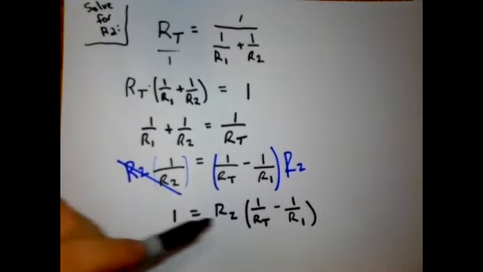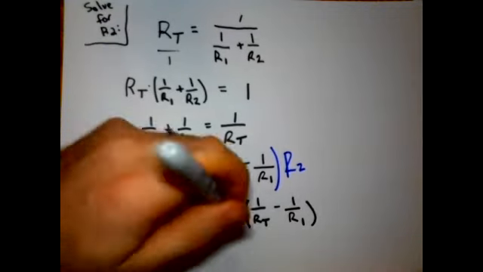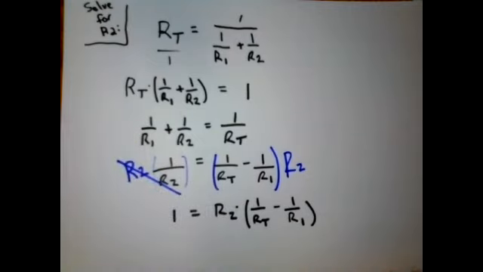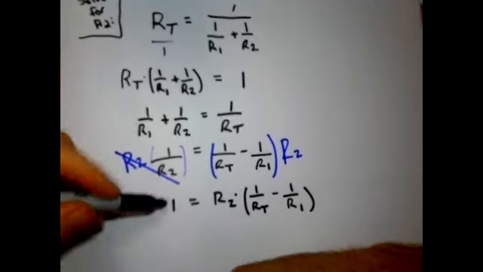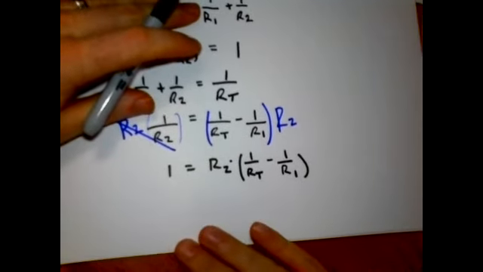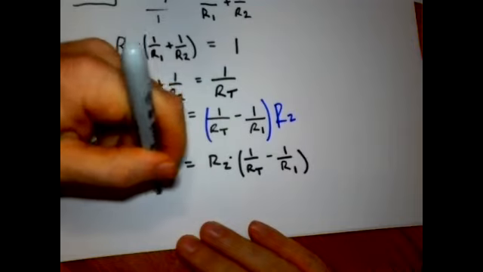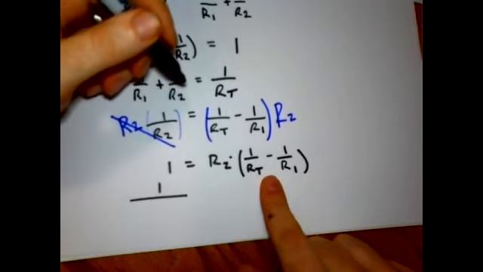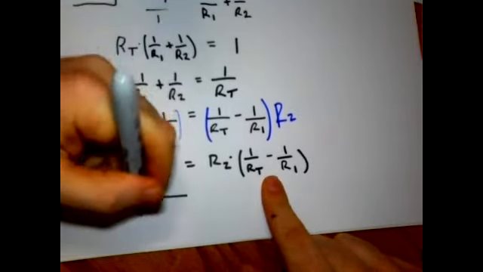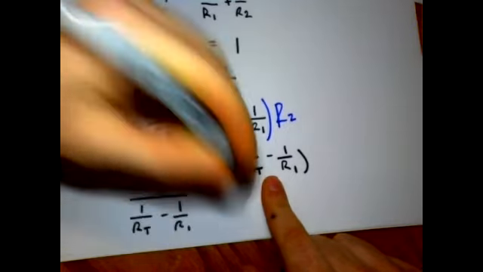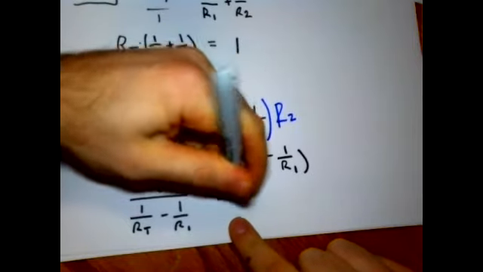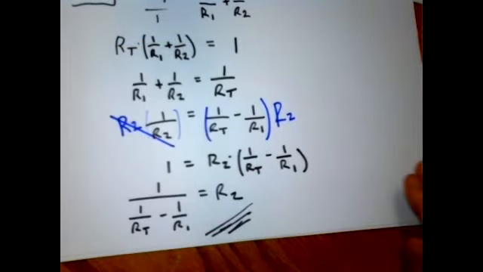So now you have R2 times stuff in parentheses. If I want to undo times, I would divide. So I'm going to divide both sides by the stuff. That would give me 1 over the stuff, 1 over RT minus 1 over R1, is equal to R2. And that is what you are looking for.